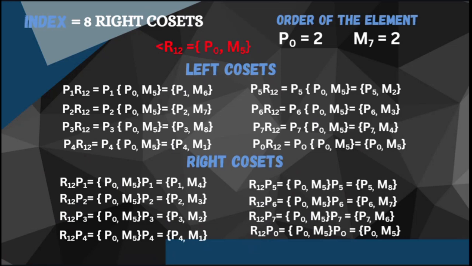And as you can see, the left cosets and right cosets are not equal to each other, therefore it is not a normal group. Since our subgroup is not a normal subgroup, the order of the factor group does not exist. Let's proceed to the index.